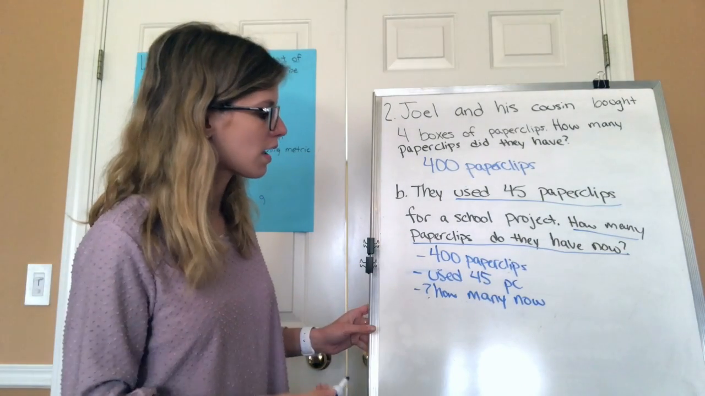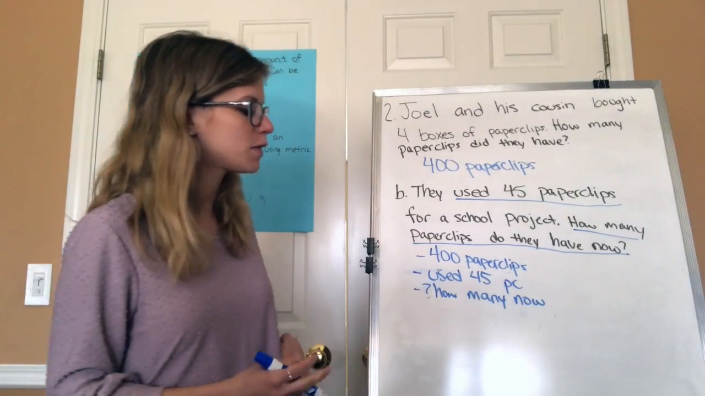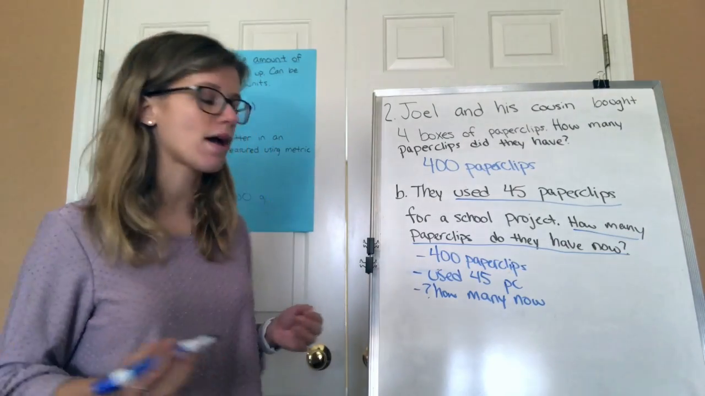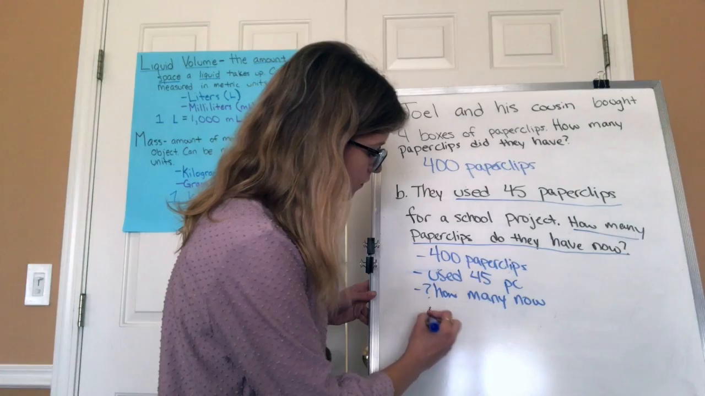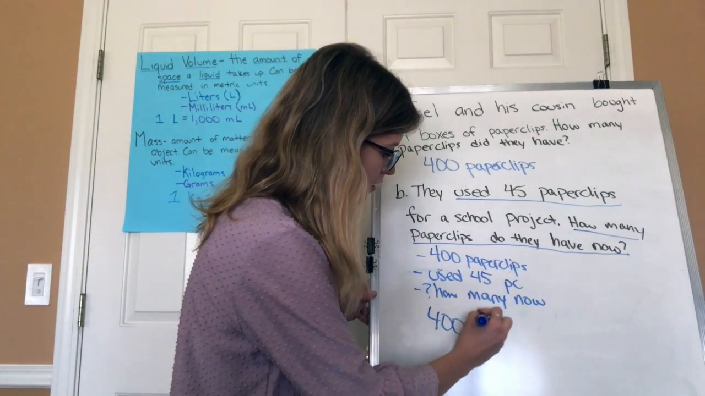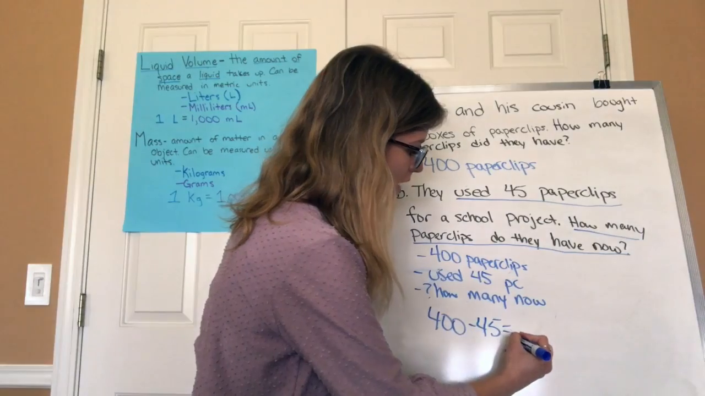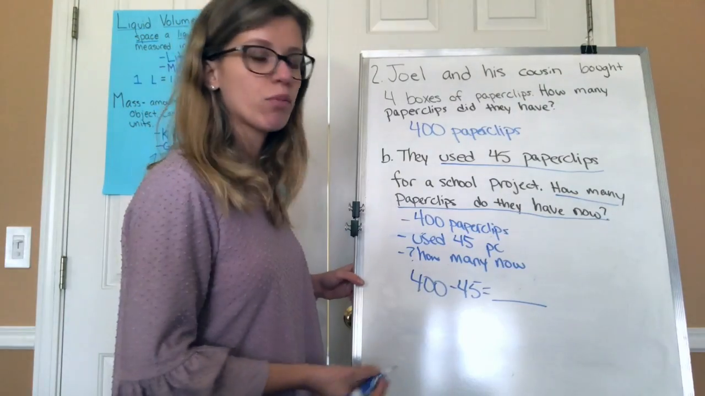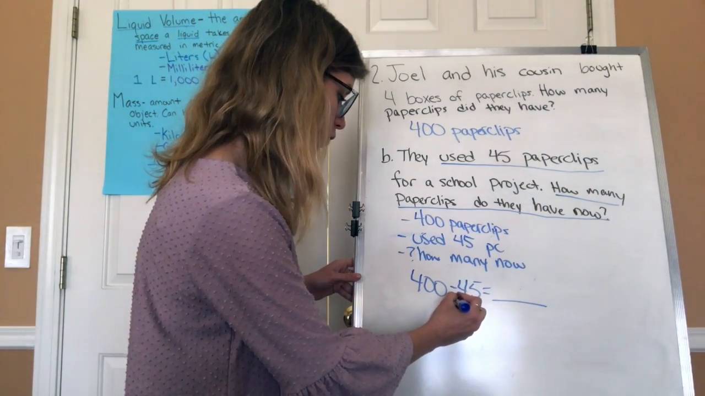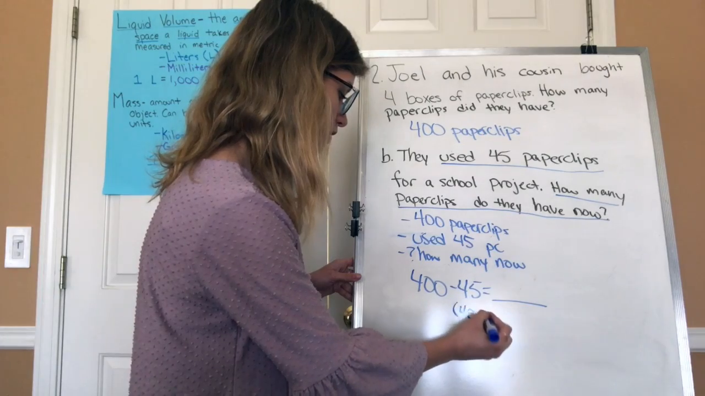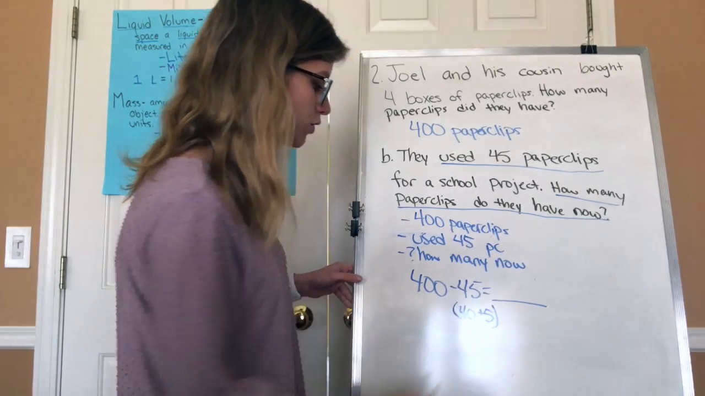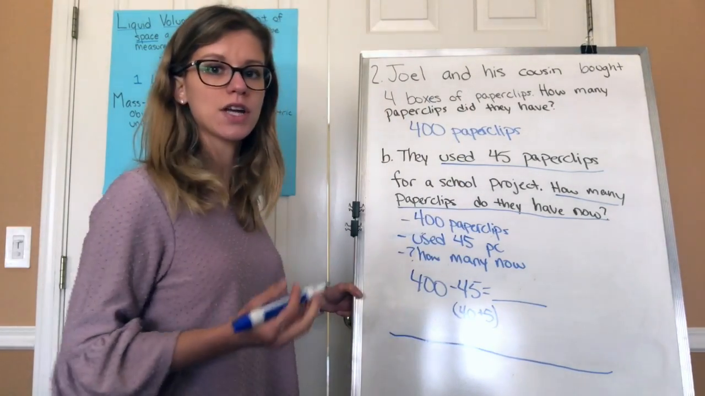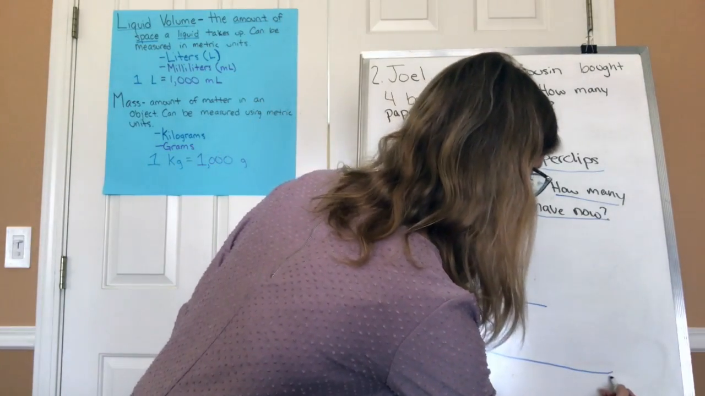So this problem is saying that they use paper clips and they're trying to figure out how many now. So if they're using the paper clips, that means that they're taking away. So an equation I can use is 400 minus 45 and figure out how many paper clips they have now. And I want to use a number line, but first I need to separate my 10s and my 1s and what I'm taking away. So this would be 40 plus 5, which is equal to 45.